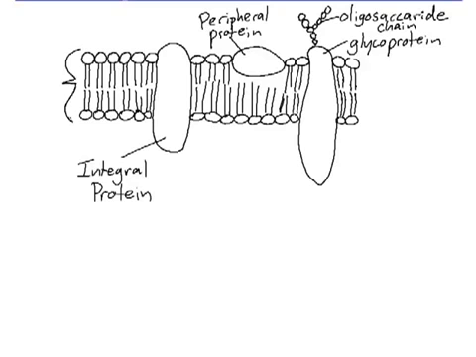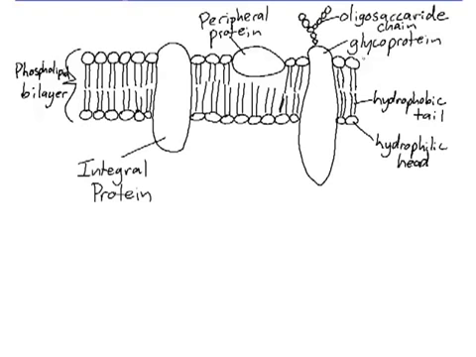Now I'm actually going to label this as a phospholipid bilayer. And I'm going to label some of these tails as hydrophobic tails and the hydrophilic head. I can also label the whole one of these molecules as a phospholipid. One other thing I could do is to label the cytoplasm. And then we're done.